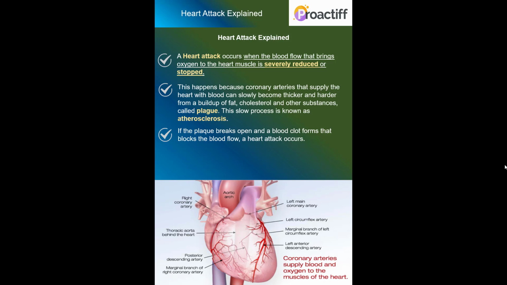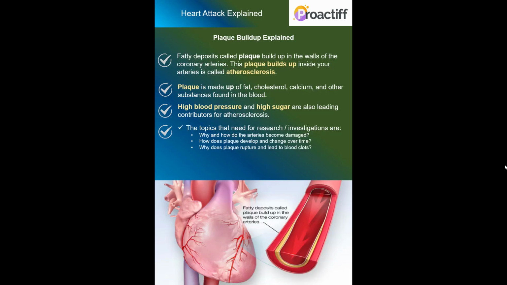It is important for you to remember that the coronary arteries supply the blood and the oxygen to the muscles of the heart. In case there is an impediment in delivering both of these, of course, it is a serious medical condition for the individual.